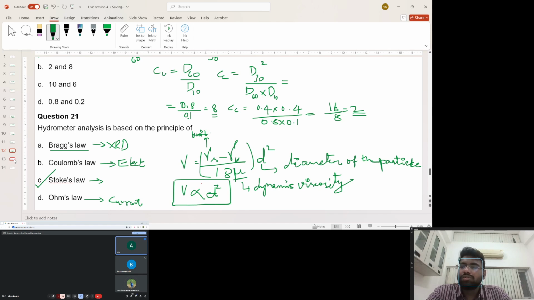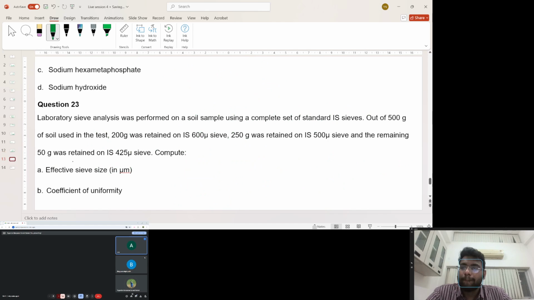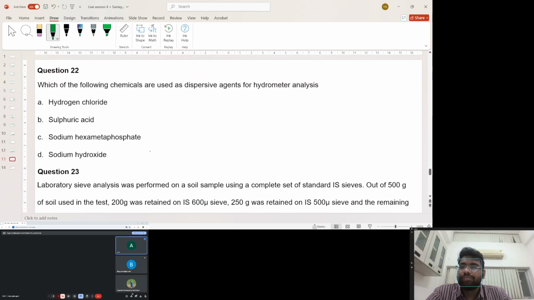Moving to the next question. Which of the following chemicals is used as a dispersive agent for hydrometer analysis? Hydrogen chloride, sulfuric acid, sodium hexametaphosphate, and sodium hydroxide.